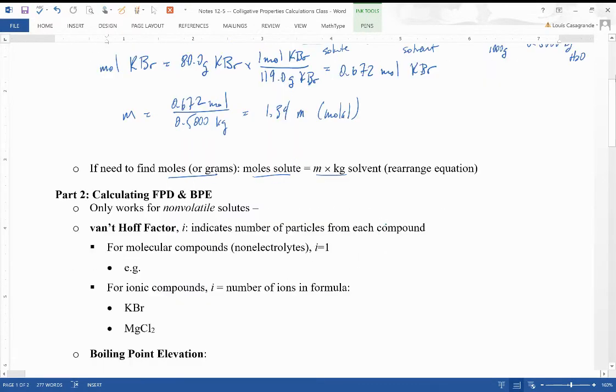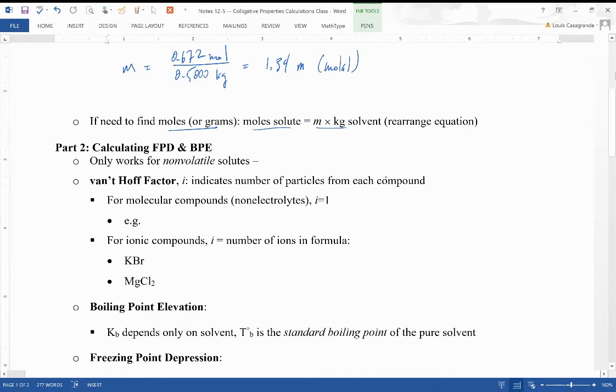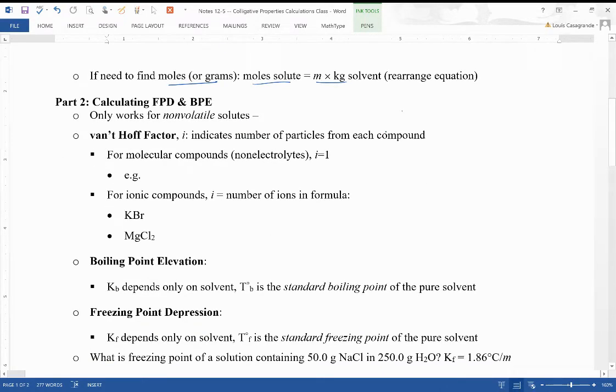So now we're ready to go to calculations involving freezing point and boiling point. A couple of things before we get to them. First of all, these calculations are only going to be done for what we call non-volatile solutes. These are solutes that don't evaporate, because if these are going to evaporate during the course of your experiment, the concentration is going to be changing. And these then are usually going to be solids. So most of the time, we're going to see solids involved in these calculations.